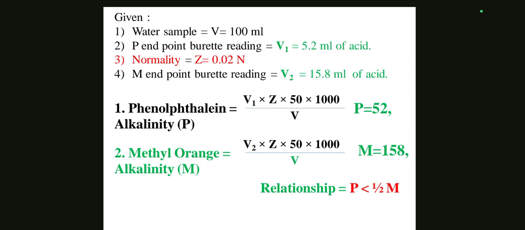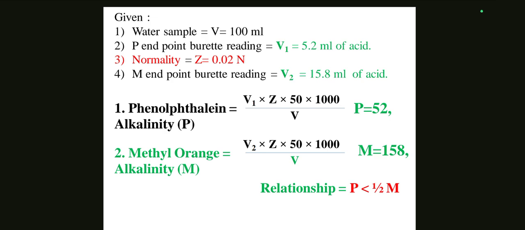So the first formula, phenolphthalein alkalinity P: you know the formula, V1 into Z into 50 into 1000 upon V. What is the value of V1? 5.2. What is the value of Z? 0.02. What is the value of V? 100. Do the calculation, you will get the value of P. Likewise for methyl orange alkalinity, what is the formula? Only one change, V2. And what is the value of V2? 15.8. Remaining things are the same. You will get the value of M.